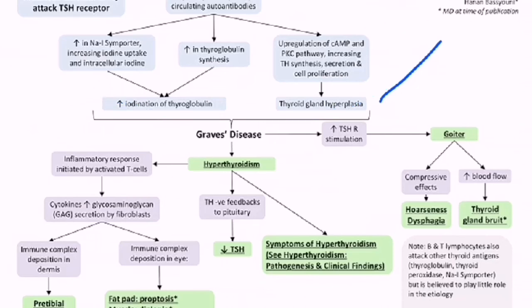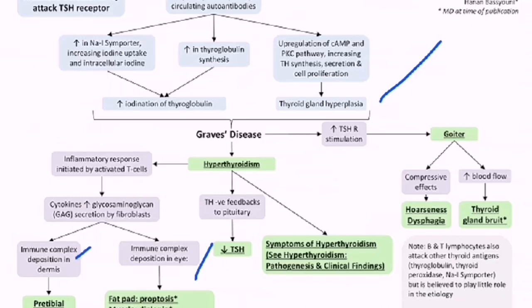Graves' disease has increased TSH stimulation, which may cause the goiter. In Graves' disease, the main symptom is hyperthyroidism. There may be an inflammatory response initiated by the activated T cells, whose cytokines increase glycosaminoglycan secretion by the fibroblasts, increase immune complex deposition in the dermis and immune complex deposition in the eye.